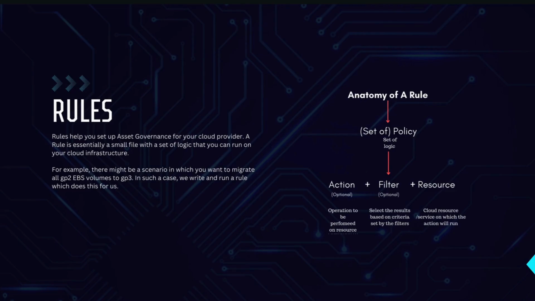Ideally, according to the diagram on our right, a rule includes policy, resources, filters, and actions. A policy is defined in YAML format and consists of filters and actions that are applied to a specific type of cloud resource. A resource is the type of cloud resource or service on which the rule will run. A filter, as the name suggests, is a criteria used to narrow down the results based on the attributes. These attributes can include anything like tags, metadata, or any other resource property defined by you. Last but not the least, actions are operations performed on the filtered resources.